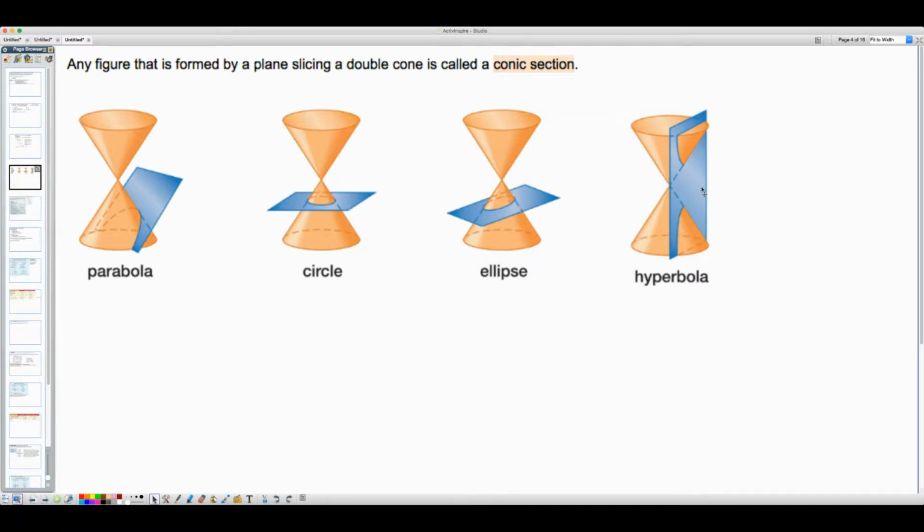We'd also have one that's parallel to the axis and perpendicular to the horizontal axis, and this would give us what's called a hyperbola.